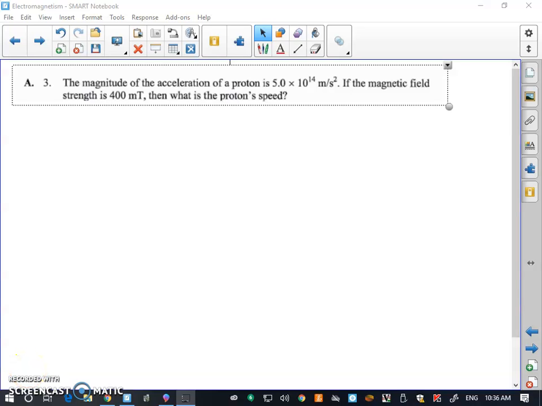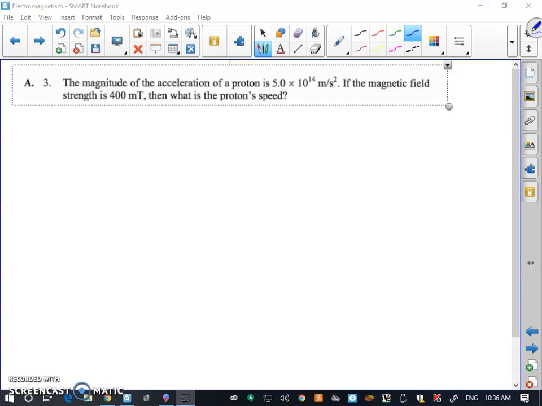Mr. Thompson here again. All right, page 59. We're working on questions 3 to 7. Unit 3, electromagnetism. We're studying the force on a moving charge in an external magnetic field.